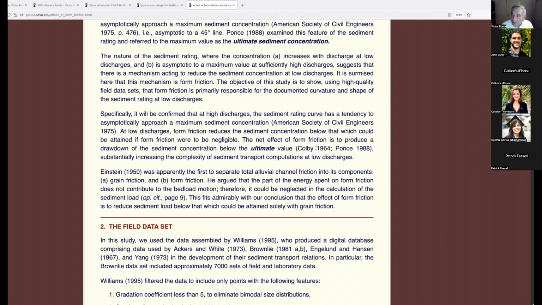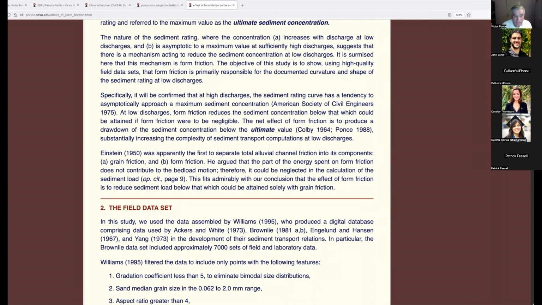Let me repeat that because that's important, because it kind of reiterates everything we just said so far. He argued that the part of the energy spent on form friction does not contribute to the bedload motion. Therefore, it could be neglected in the calculation of the sediment load. So he didn't use that fraction of the energy in the calculation of his bedload function. This fits admirably with our conclusion that the effect of form friction is to reduce sediment load below that which could be attained solely with grain friction.